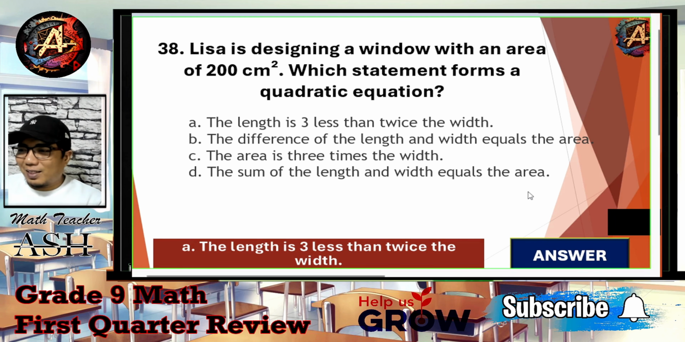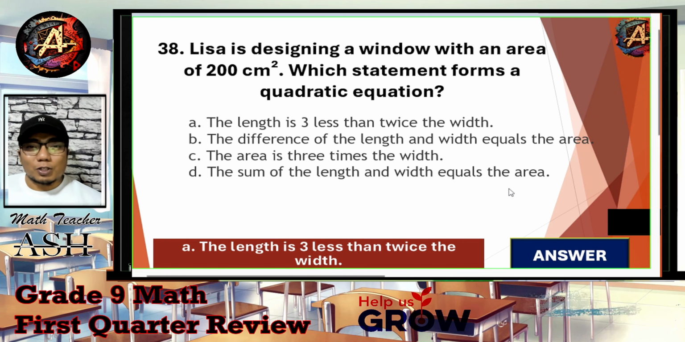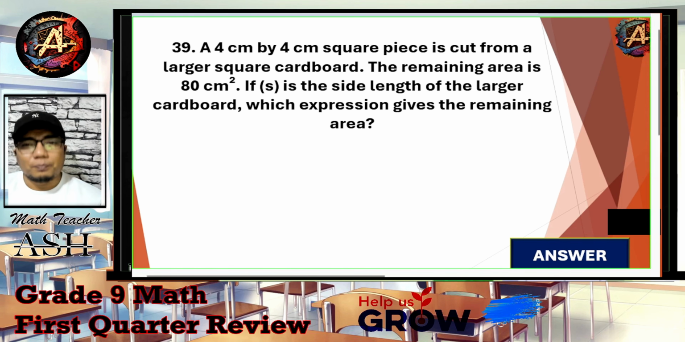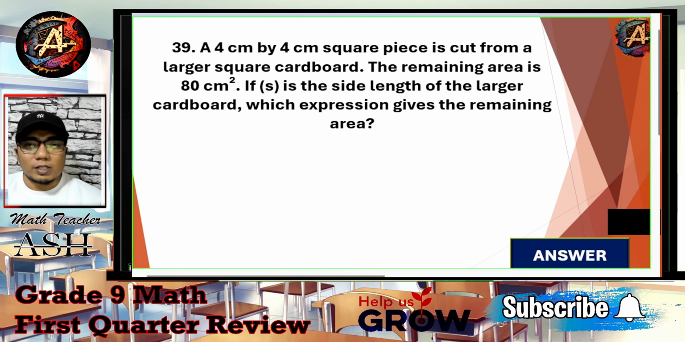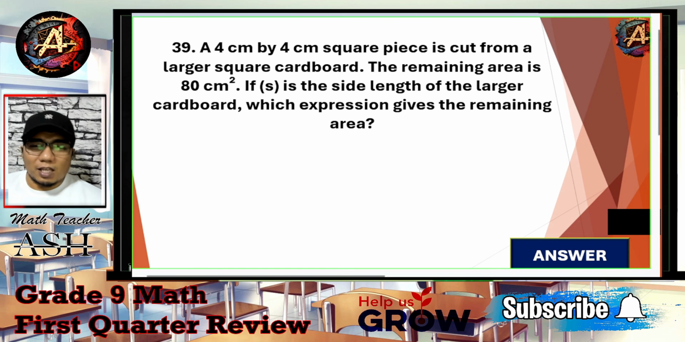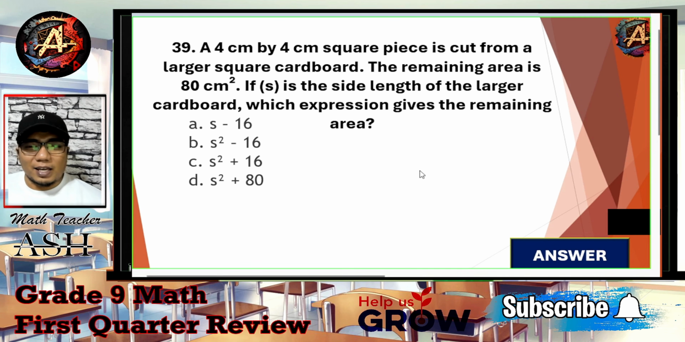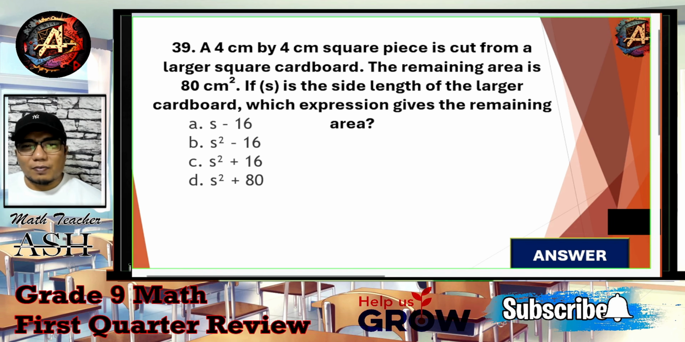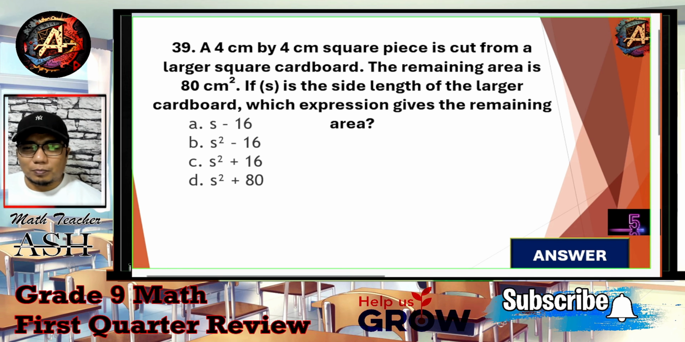Alright, my dear math learners. Now, let us go to question number 39. A 4 centimeters by 4 centimeters square piece is cut from a larger square cardboard. The remaining area is 80 square centimeters. If S is the side length of the larger cardboard, which expression gives the remaining area? Is it A, S minus 16, B, S squared minus 16, C, S squared plus 16, or D, S squared plus 80? I'll give you 5 seconds to think about your answer.